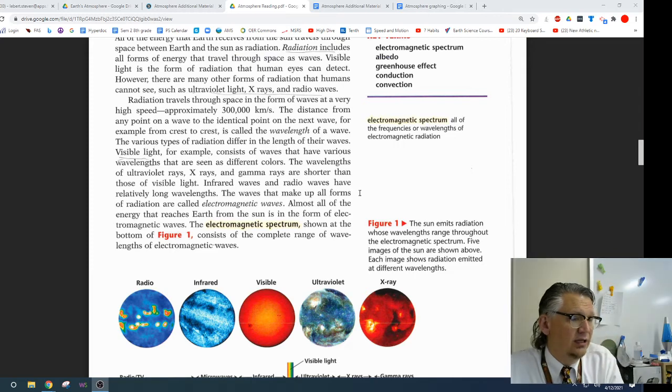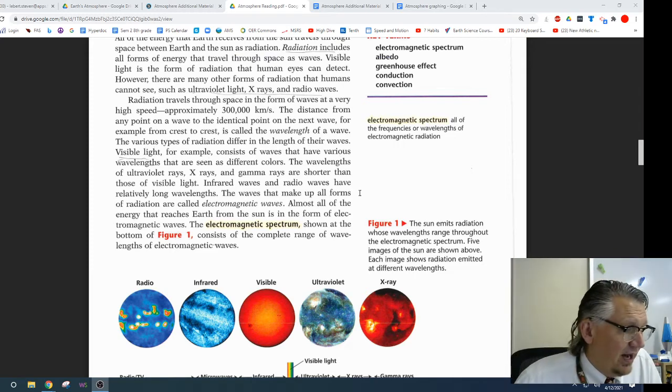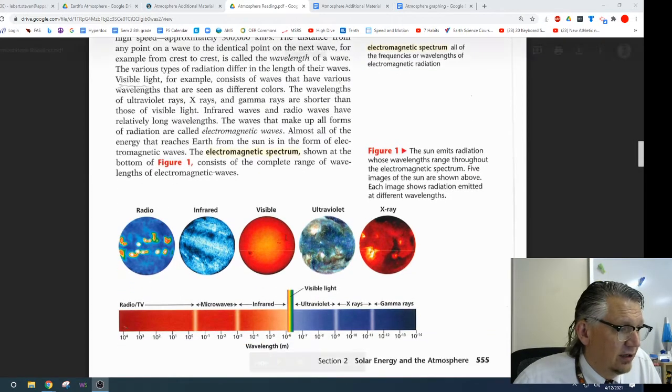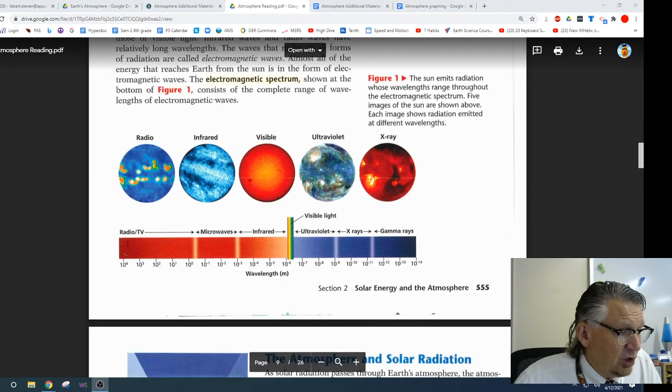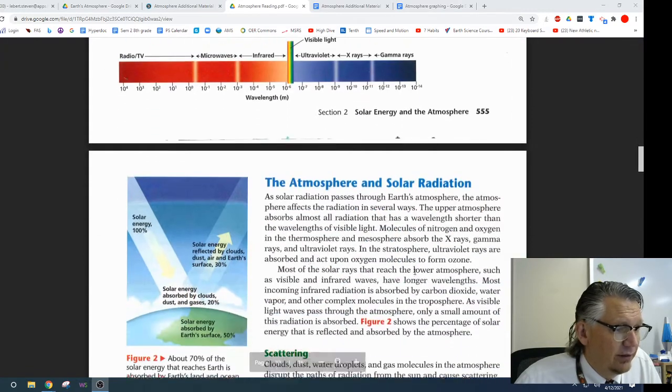The electromagnetic spectrum, shown on the bottom of Figure 1, consists of the complete range of electromagnetic waves, from radio waves to gamma rays, with radio being longest, 10 times 10 to the fourth, all the way down to 10 times 10 to the negative 14th.